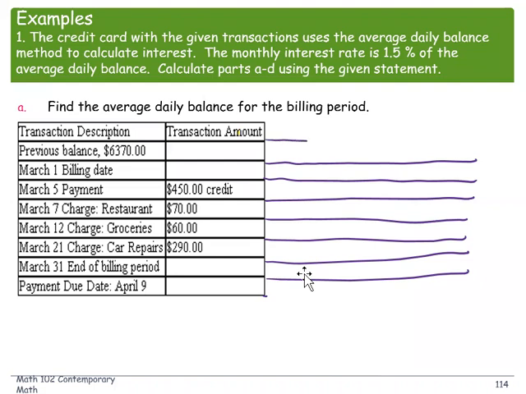And then we're going to work on starting with the date for this month. The first transaction starts from March 1st, the billing date. And then the next one happens on the 5th, when the payment was made. The next one is March 7th. The next charge is March 12th. The next one is March 21st. Then the next column is the column of unpaid balance.